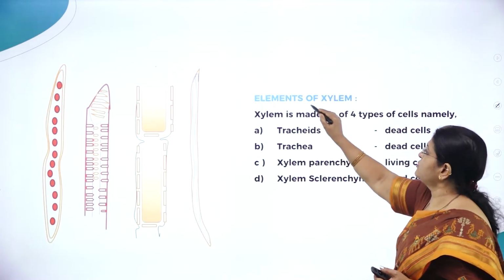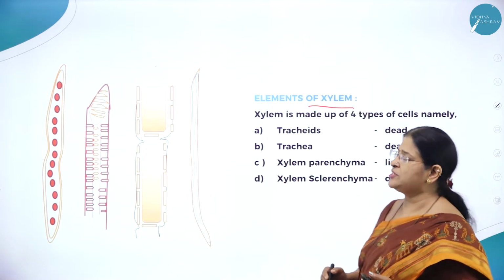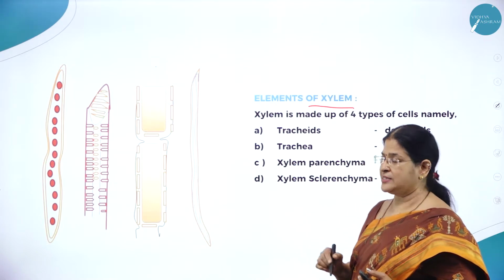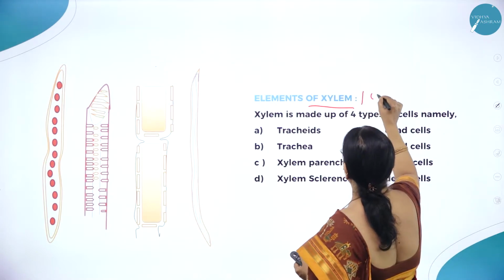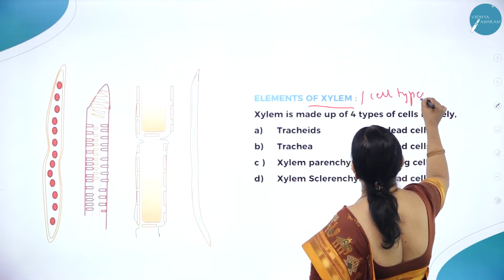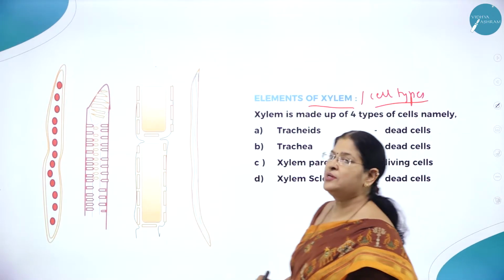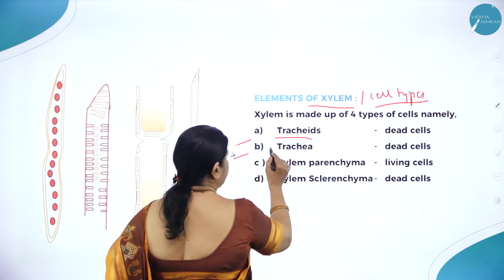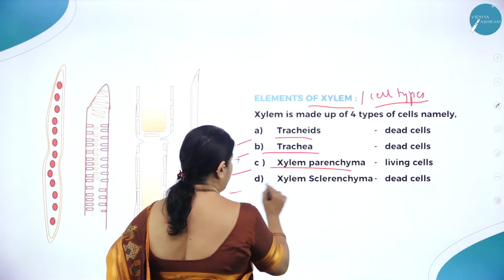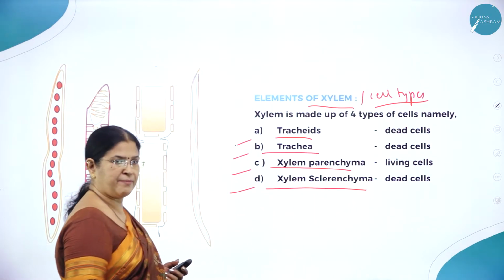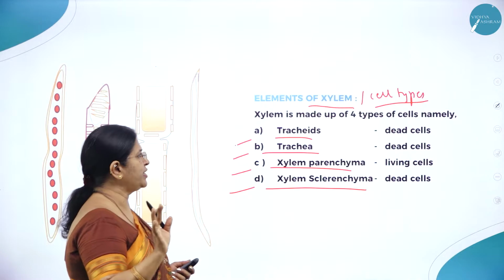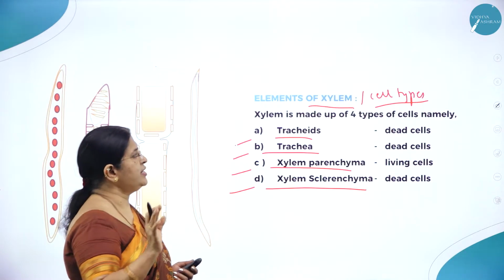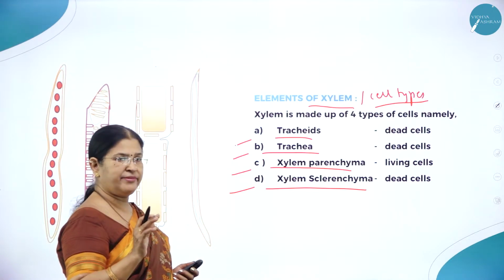Moving on to the elements of xylem. As I said, xylem is made up of more than one type of cells. You can also use the word cell types. So what are the cell types of xylem? Cell types of xylem are tracheids, trachea, xylem parenchyma, and xylem sclerenchyma. These are the four very important elements of xylem. Namely, the elements of xylem are tracheids and trachea.